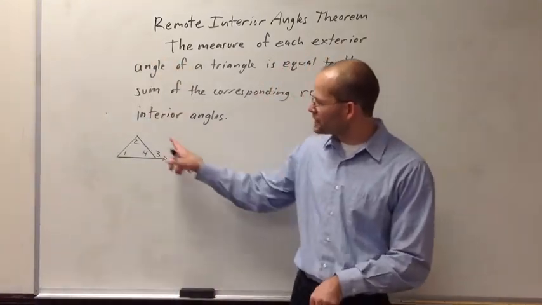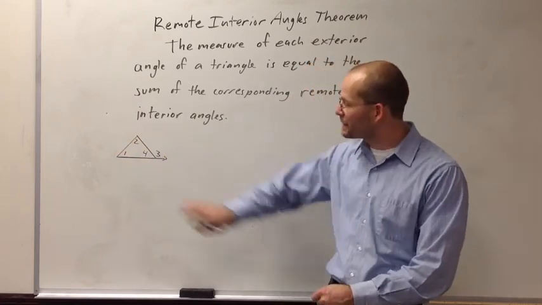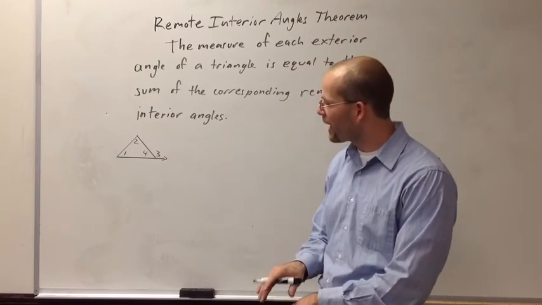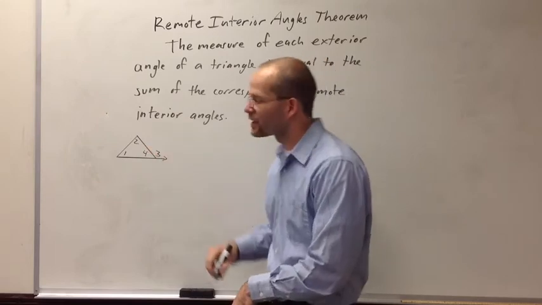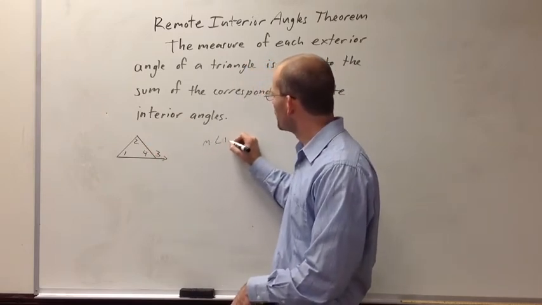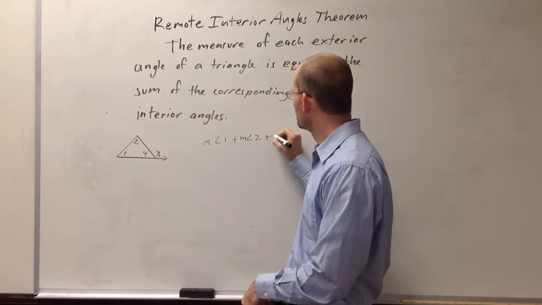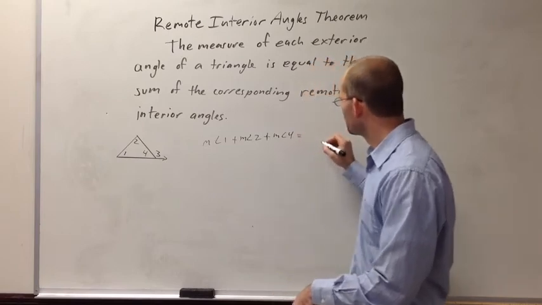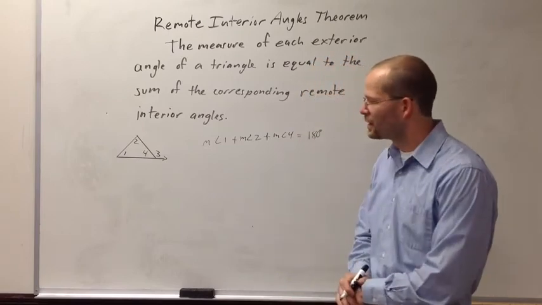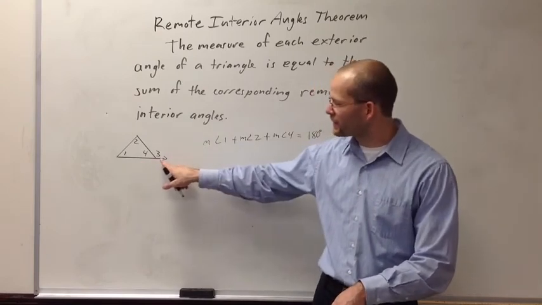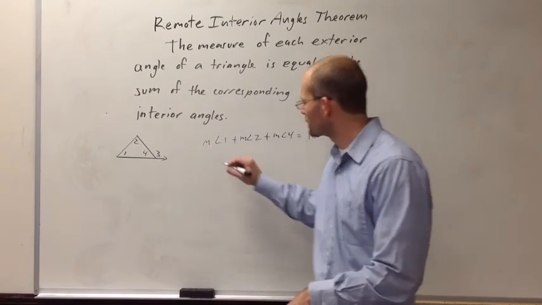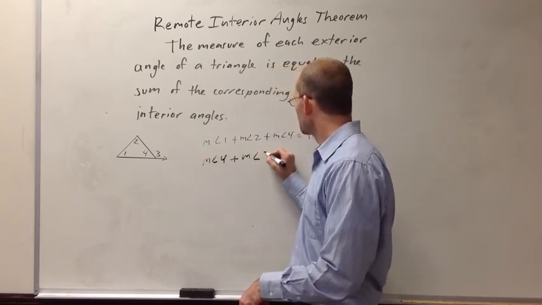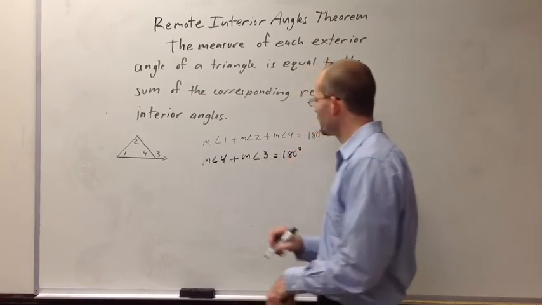Okay, in order to work through this proof, let's just get out some information that we're certain about in this particular triangle. First of all, we're sure that the measures of angle 1, 2, and 4 add up to 180 degrees. That's the triangle angle sum theorem. So the measure of angle 1 plus the measure of angle 2 plus the measure of angle 4 equals 180 degrees. We also know that the measure of angle 4 plus the measure of angle 3 is equal to 180 by the linear pair postulate. The measure of angle 4 plus the measure of angle 3 equals 180 degrees.